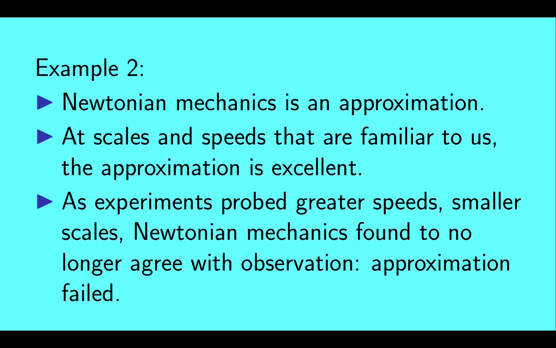Newtonian mechanics is not absolutely true, but just an approximation to reality. At scales and speeds that are familiar to us, the approximation is excellent. So for a long time, it seemed to describe nature really well. But as experiments probed greater speeds and smaller distance scales, Newtonian mechanics was found to no longer agree with observation. The approximation failed.